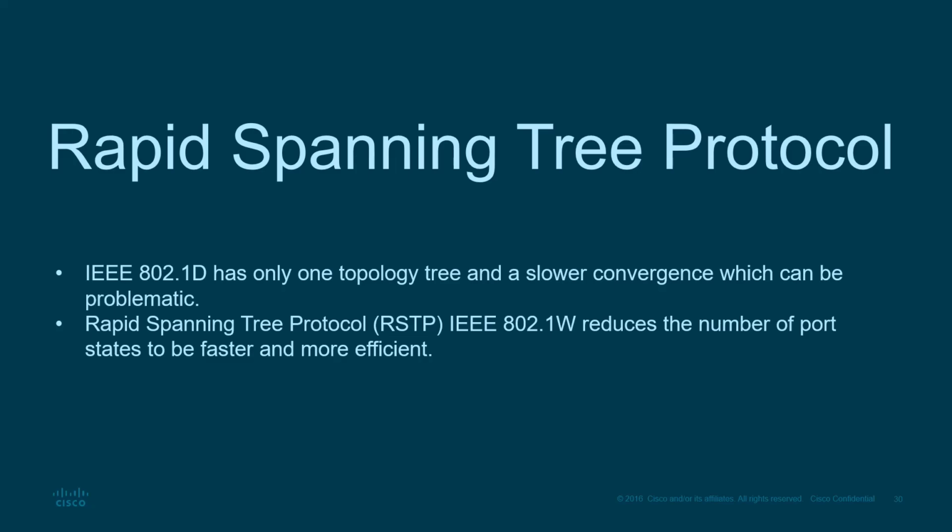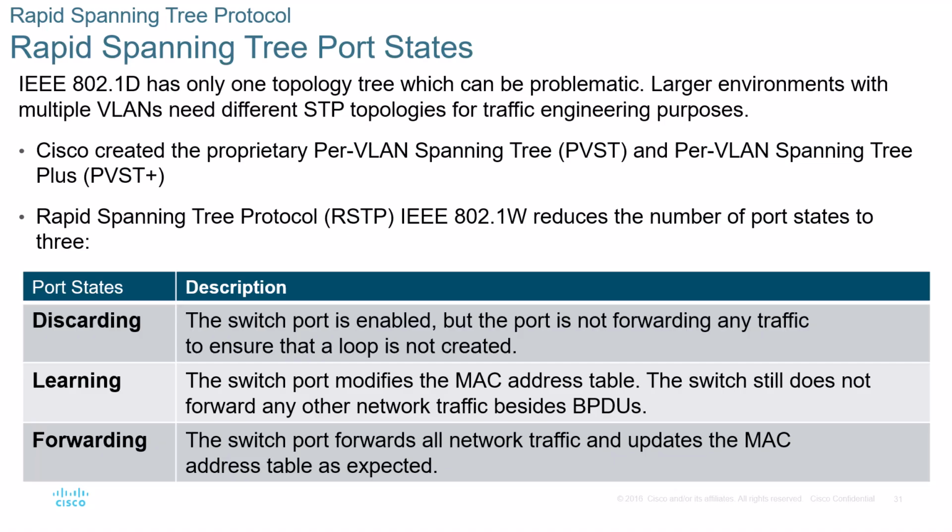Alright, so let's examine those additional port states. We went from 5 port states down to 3 port states. The port states are discarding, learning, and forwarding. Instead of having a bunch of additional timers and waiting, we have just these 3. Discarding is basically where the switch port is enabled, but the port is not forwarding any traffic. That way, a loop is not created.